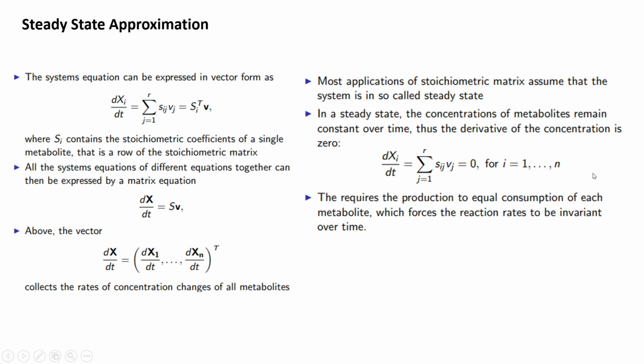Basically, in steady state, you are equating the product of your stoichiometric matrix and your velocity, your rate vector, equal to 0. So your rate vector is in the null space of your stoichiometric matrix. This is what it means.